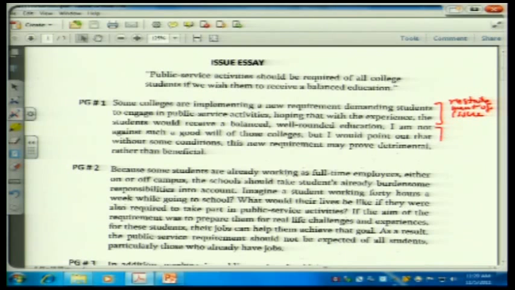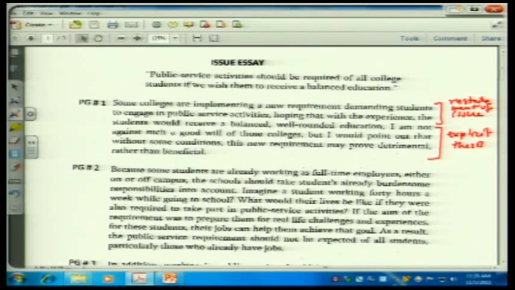And then what comes next is your explicit thesis. It has to be explicit, and it will come second to that restatement. So you will say, in this case, I'm not against such a goodwill, but I will point out that without some conditions, this new requirement may prove detrimental rather than beneficial. So that's my qualifying statement. So it has to be explicit. So you are done with that first paragraph, which is the intro paragraph.